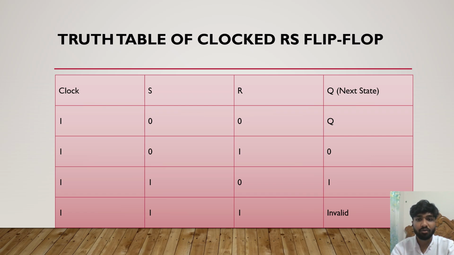Here is the truth table of clocked RS flip-flop. When clock is high and S equals 0, R equals 0, then the next state is Q. When S equals 0 and R equals 1, then the next state is 0. When S equals 1 and R equals 0, then the next state is 1. When both S and R equal 1, then the next state is invalid.